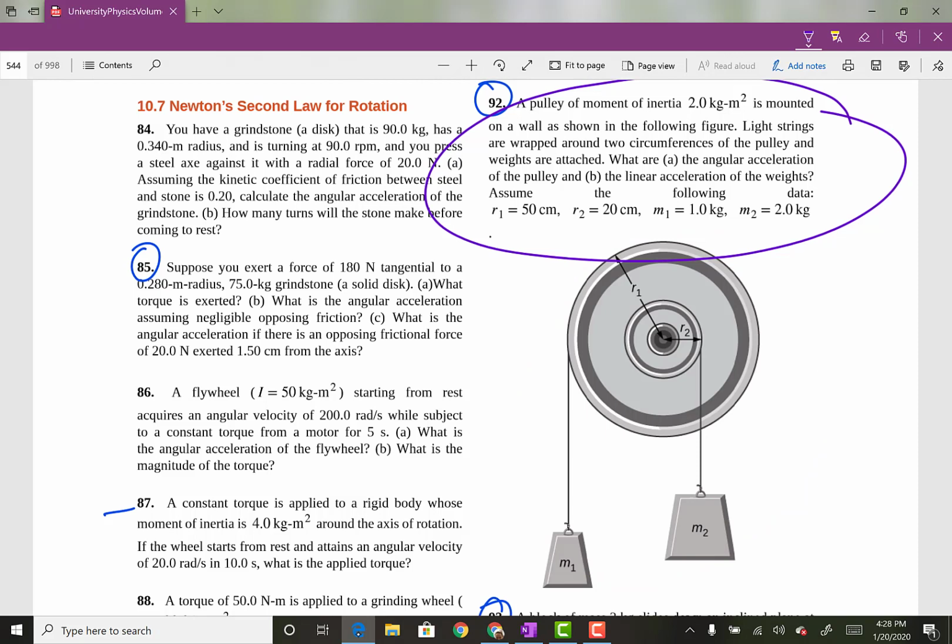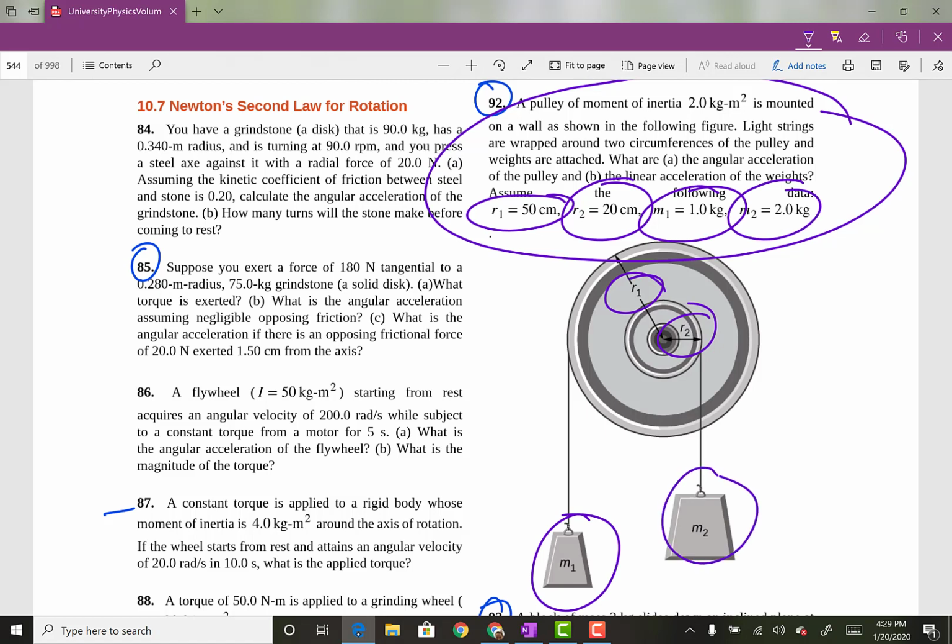Light strings are wrapped around the two circumferences of the pulley and weights are attached. Light strings basically mean I don't have to worry about the mass of the strings. So typical. What are A, the angular acceleration of the pulley, and B, the linear acceleration of the weights? Assume the following data. R1 is 50 centimeters, there's R1. R2 is 20 centimeters, there's R2. M1 is 1 kilogram, and M2 is 2 kilograms.